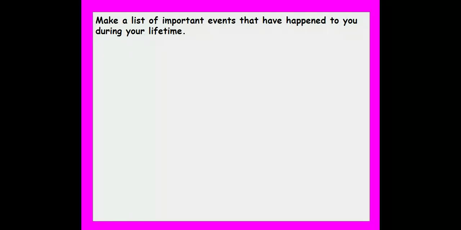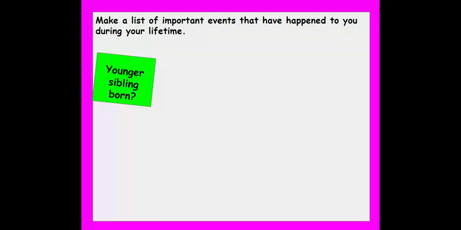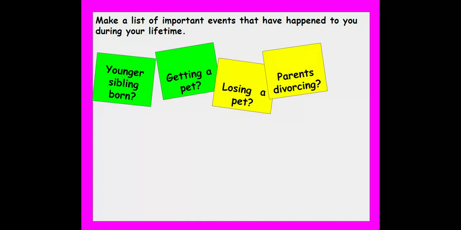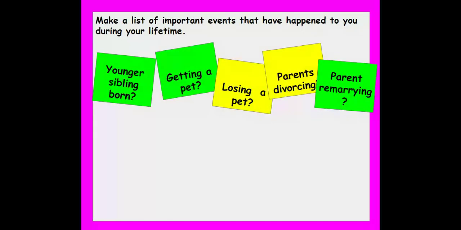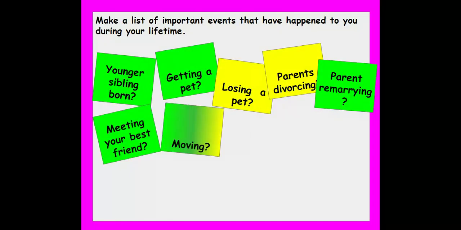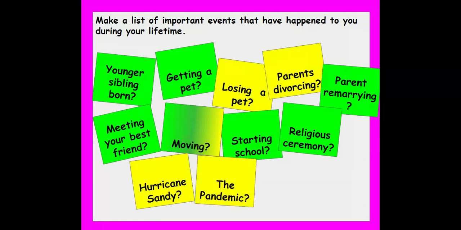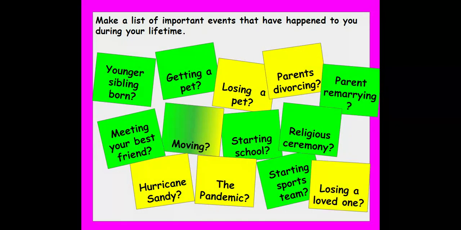In your writer's notebook, you're going to start by making a list of important events that have happened to you during your lifetime, such as a younger sibling being born, getting a pet, losing a pet, parents divorcing, a parent remarrying, meeting your best friend, moving, starting school, religious ceremonies like communions or bar mitzvahs, Hurricane Sandy, the pandemic, starting a sports team, losing a loved one, a special award. Try to assign a year that these events occurred.